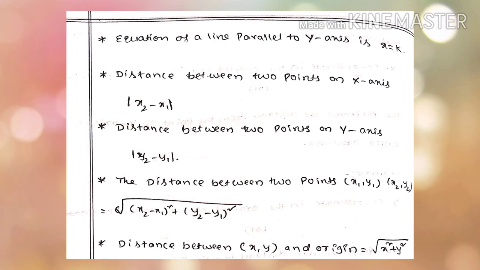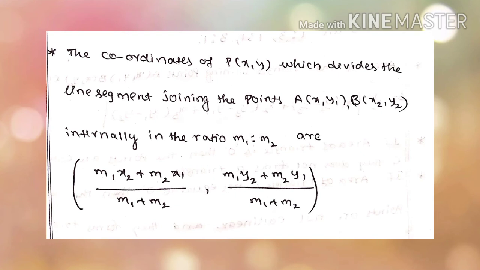Let's go for the next slide. The section formula: m1 x2 plus m2 x1 by m1 plus m2, comma m1 y2 plus m2 y1 by m1 plus m2. This divides internally in the ratio m1 is to m2. Okay, let's go for the next slide.